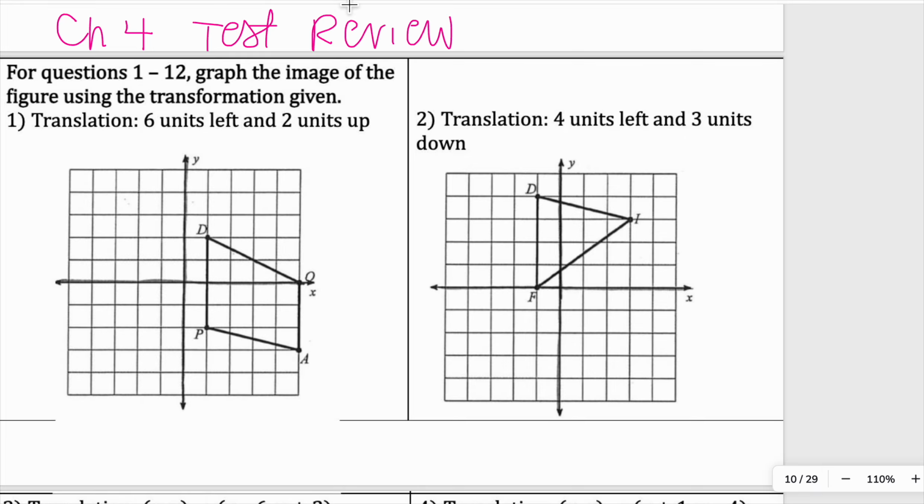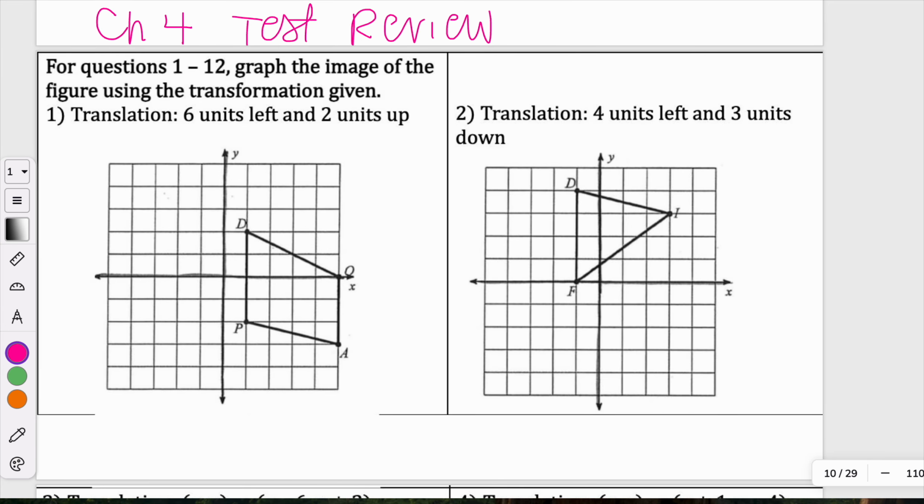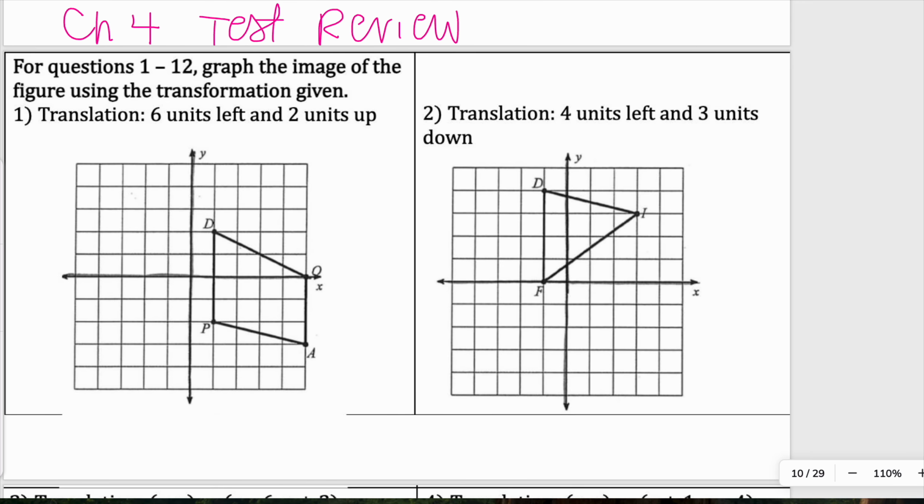Today we're looking at our Chapter 4 test review, which is all about transformations, tessellations, and symmetry. So we're going to go ahead and get started. Feel free to fast forward whenever you need to, just because a lot of these take a little bit of time to show you how to do. But remember, you can always go back and rewind if needed.